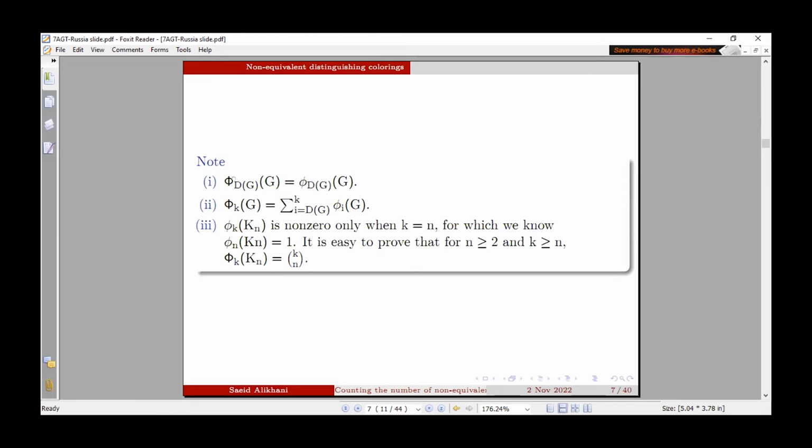Obviously these two parameters, capital phi and small phi, are equal for k equal to the distinguishing number of G. In other words, capital phi sub d of G equals phi sub d of G. By the definition of capital phi, phi sub k of G is equal to the summation of phi sub i from the distinguishing number of G to k. It is very easy to see that capital phi sub k of the complete graph of order n is non-zero only for k equal to n, and this number is 1.